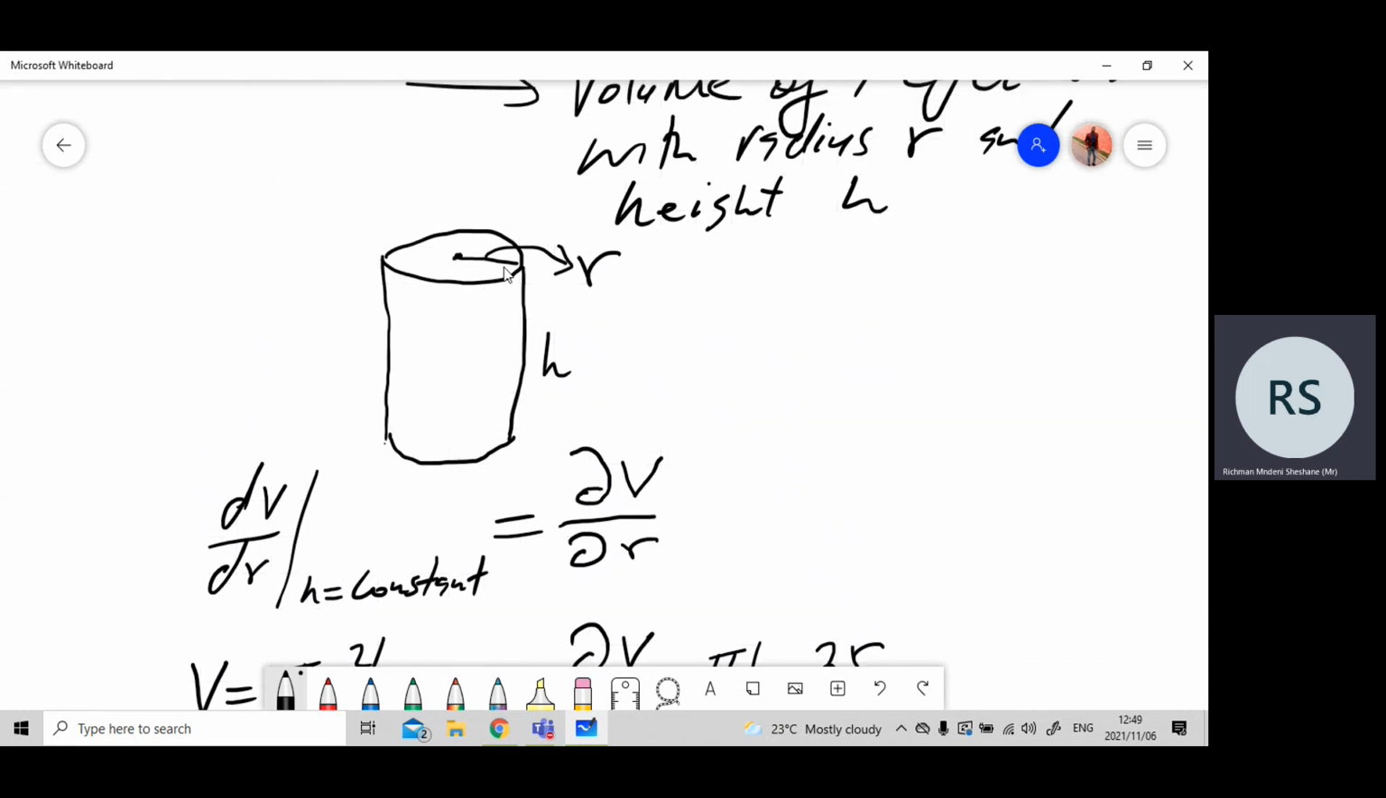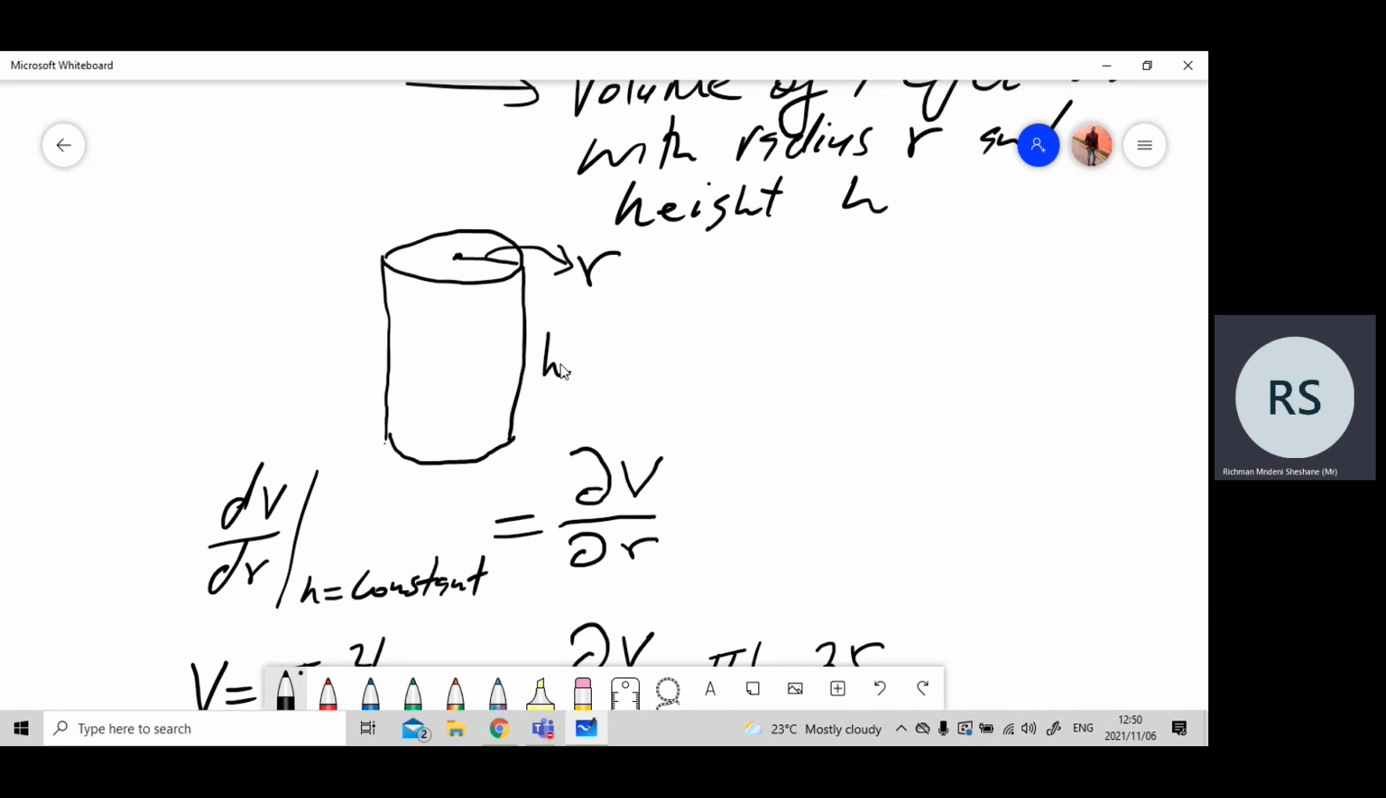Now, if we keep R as constant, now we increase a height. You see there will be a change in volume. So again, we can consider a change in volume with respect to H while we treat R as a constant, because there will be a change in volume that is caused by a height.